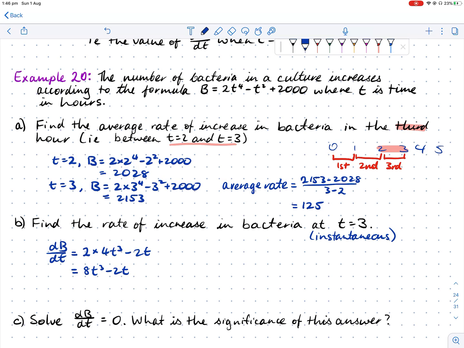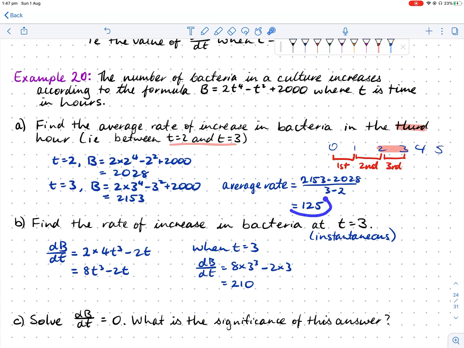So this will give us the rate of change. So when t equals 3, we want to work out what dB/dt is. So that's going to be 8 times 3 cubed minus 2 times 3. So then put that in your calculator, and we get 210. So at that particular point in time, the number of bacteria is increasing by 210 bacteria per hour at that particular moment.